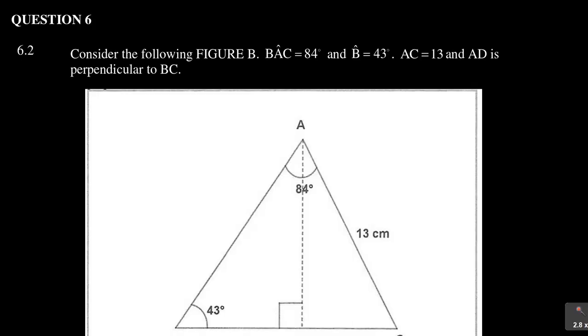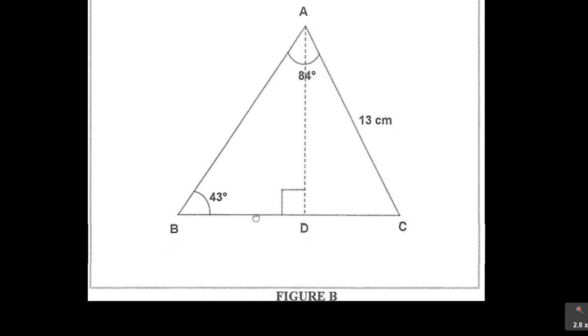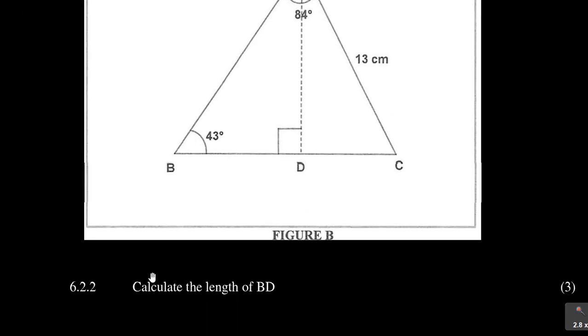Now moving on, and we're still in 6.2. I think there was another question, 6.2.2. Yes, it says now calculate the length of BD. So which means they want the length of that particular side, B and D.